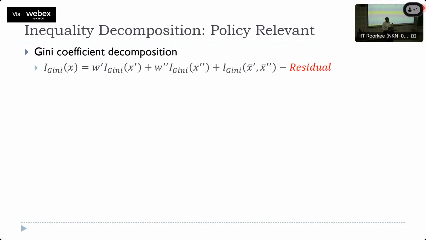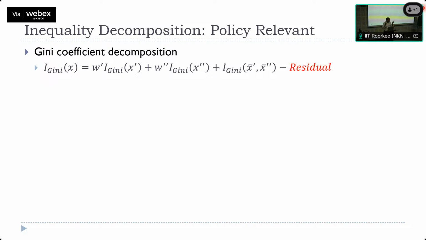Gini coefficient decomposition. If you decompose Gini, this is what you get. Your total Gini, you can have the Gini among females, among males. This is a gender inequality, but you have a residual component that most often comes and prevents you from having that beautiful decomposition of within and between. And in which way this residual will go, it is not clear.